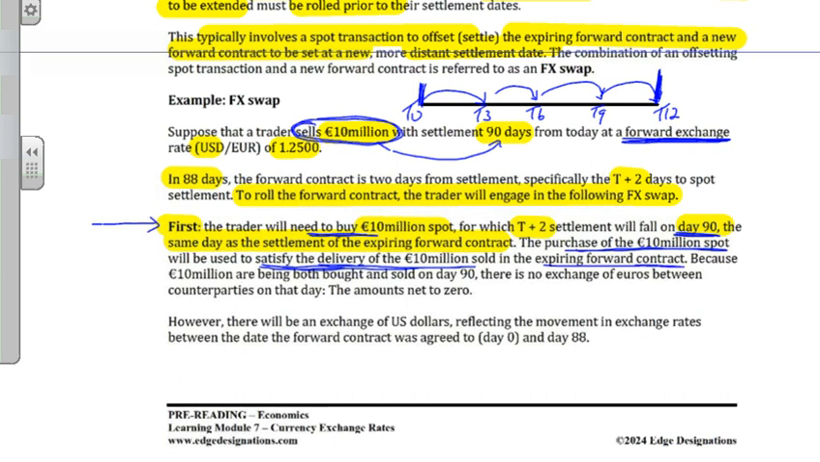But it's important to remember, because the 10 million euros are being bought and sold on day 90, on that particular day there's no real exchange of euros. Why? Because the two counterparties are both dealing in euro, so there will be a net impact of 0. But remember, on that day there will be an exchange of US dollars, and that'll reflect how much the US dollar and the euro have moved apart over the time period.